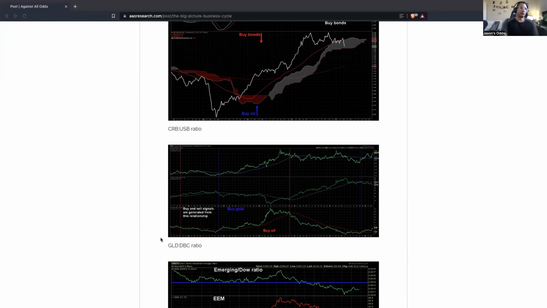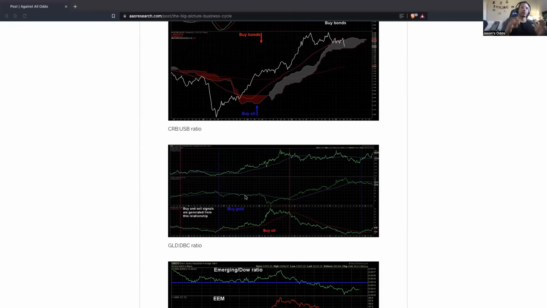Gold's DBC ratio. So DBC is a commodities ETF. I've always liked this ratio. It's something I backtested a ton just to get a historical understanding of it. Basically, the red signal here means you want to buy something like oil, and then the blue is a buy signal for gold. As you see, this is really quite accurate. Like, gold here, boom, great trend. As you saw, that's right where it bottomed. Gold bottomed, oil sold off really hard there.